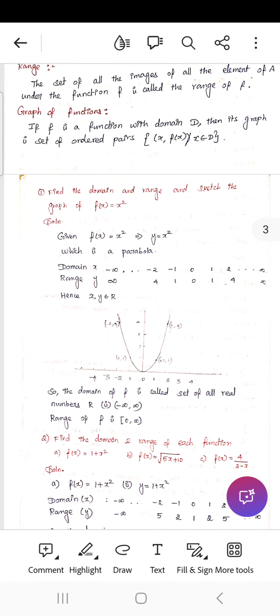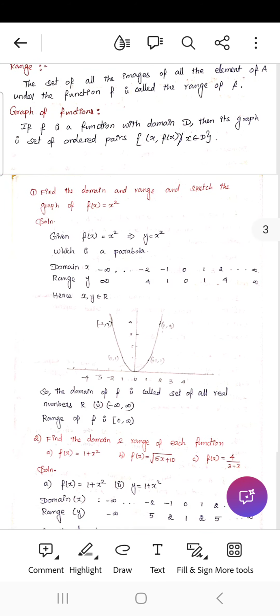Next problem is to find the domain and range and sketch the graph of f of x equal to x square. Already we know that y equal to x square is a parabola. This parabola is an open upward parabola. So we have to find the domain. x ranges over all real values, that is minus infinity, etc., minus 2, minus 1, 0, 1, 2, etc., infinity.